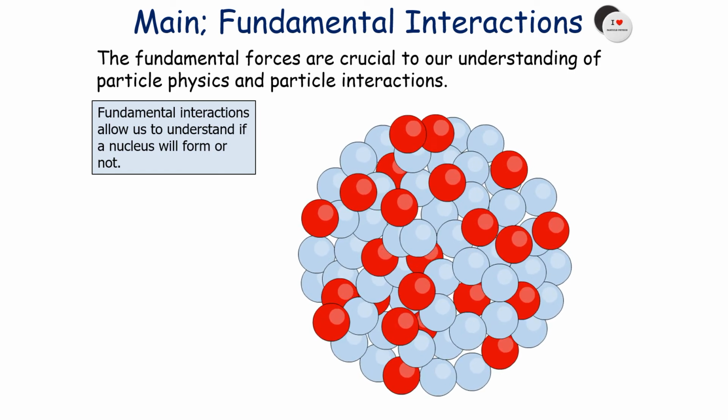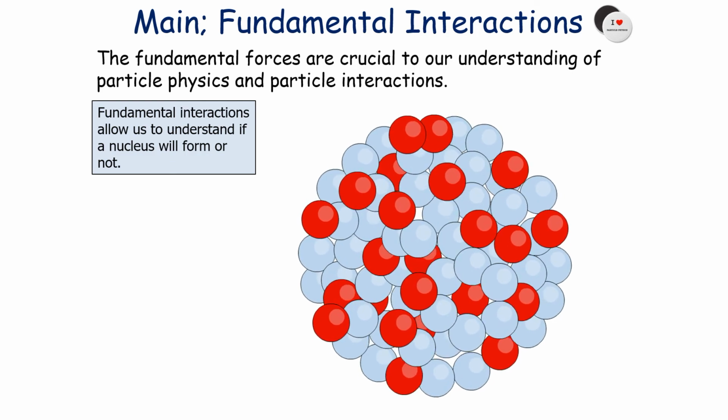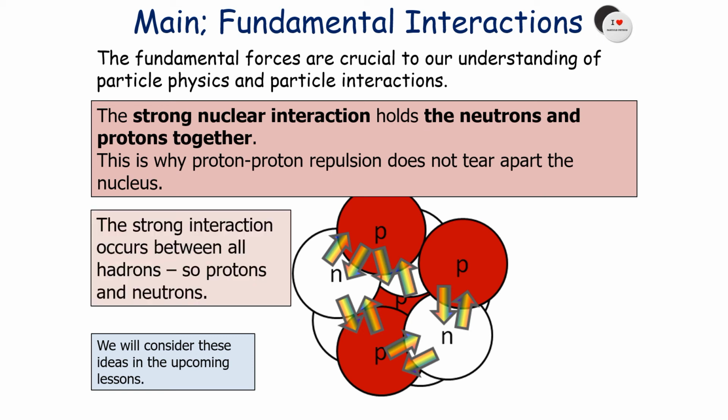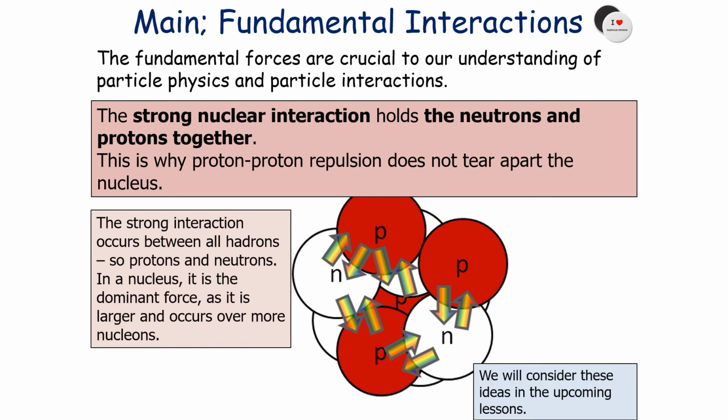Now fundamental interactions allow us to understand if a nucleus will form or not, because the strong nuclear interaction holds the neutrons and protons together because they're both hadrons, and this is why proton-proton repulsion does not tear apart the nucleus. The strong interaction occurs between all hadrons, so all protons and neutrons, and in the nucleus it's the dominant force as it's larger than the electromagnetic repulsion and occurs over more nucleons.